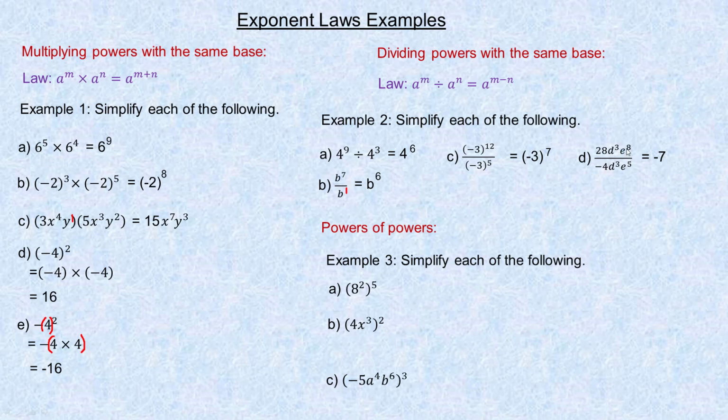So the d's are gone. e to the 8th divided by e to the 5th. We subtract the exponents. 8 minus 5 is 3. So negative 7e cubed is the simplified answer for this.